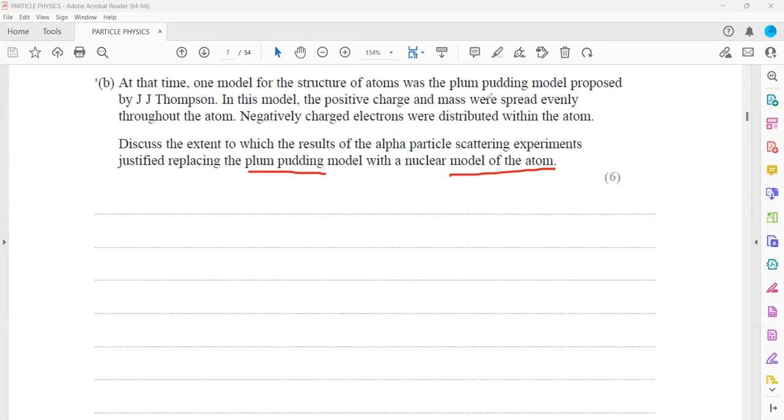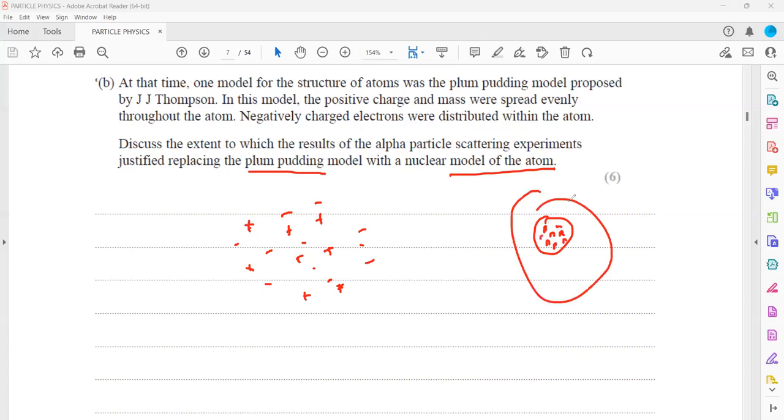That the positive charges and the masses are spread evenly throughout the atom, and negatively charged electrons are distributed within the atom. So positive and negative charges are found anywhere in the atom. This is the plum pudding model. But what is a nuclear model? The nuclear model states that there is a nucleus at the center of the atom, which has the charged particles such as protons, and the mass is there with the neutrons, and electrons are revolving around it. That is the nuclear model.